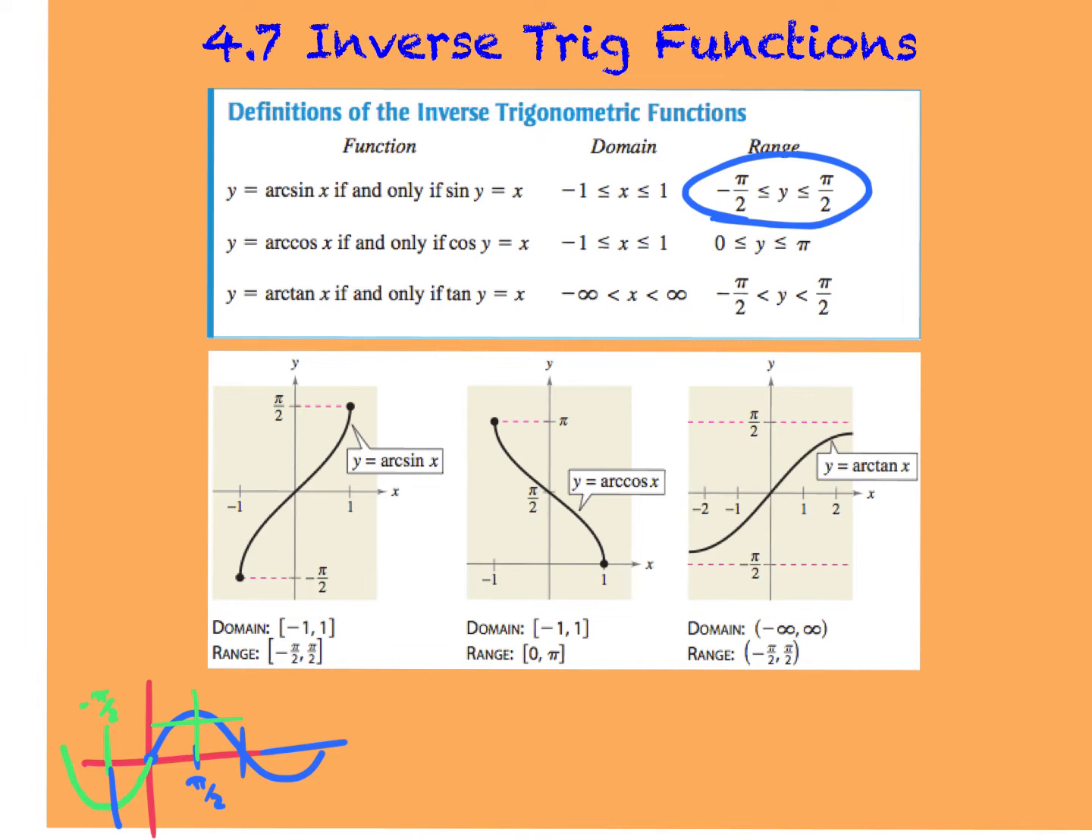Okay? All right. Now, for arc cosine, let's talk about cosine real quick. Where does cosine start? 1. All right? And then it does what? Goes down and then like that, right? And then this right here is pi. What happens as I go past pi? It fails the horizontal line test. So that's why the range is between 0 and pi. Make sense?